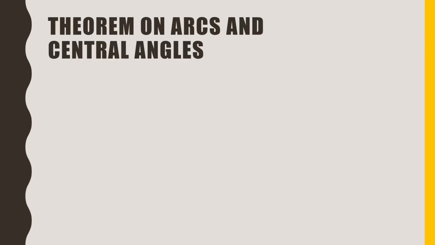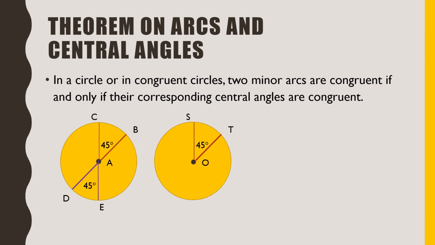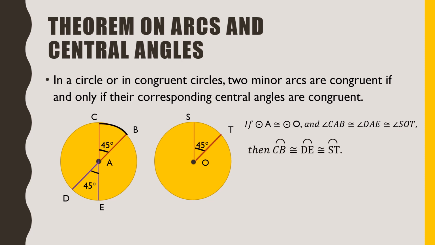Let us deal with the theorem on arcs and central angles. In a circle or in congruent circles, two minor arcs are congruent if and only if their corresponding central angles are congruent. For example, if circle A is congruent to circle O and angle CAB is congruent to angle DAE and congruent to angle SOT, then arc CB is congruent to arc DE and congruent to arc ST.